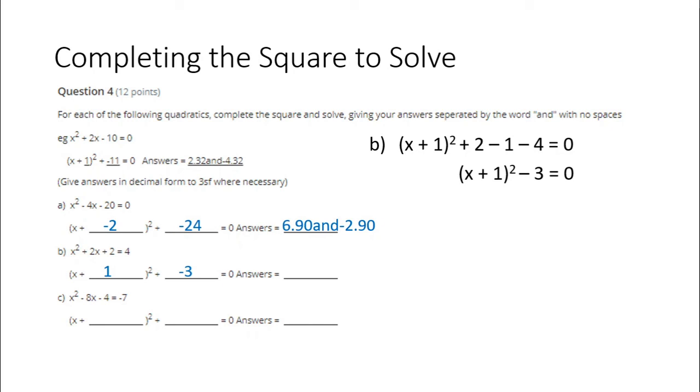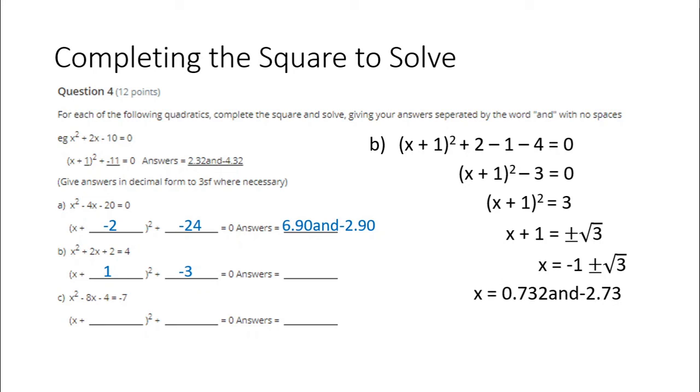Rearranging to solve, take that 3 to the other side. It was minus, and now it's plus. Get rid of that square, so square root. Don't forget we want plus and minus. And get rid of that 1. It's positive, so let's make it negative. X equals negative 1 plus or minus the square root of 3. Work out your two answers for that. That's going to be 0.732 and negative 2.73. They are both rounded to 3 significant figures, even though that is to different place values.